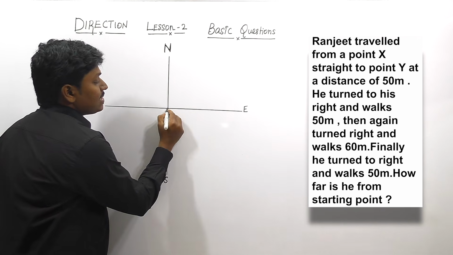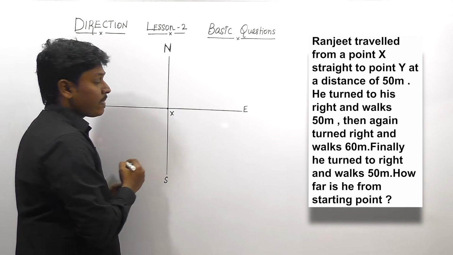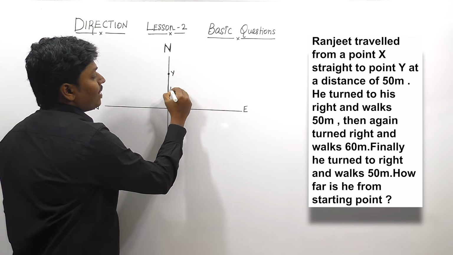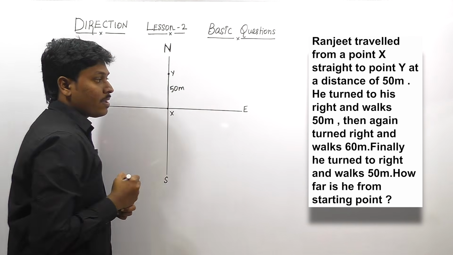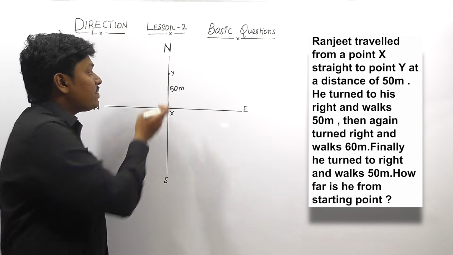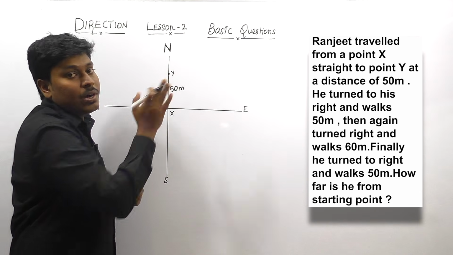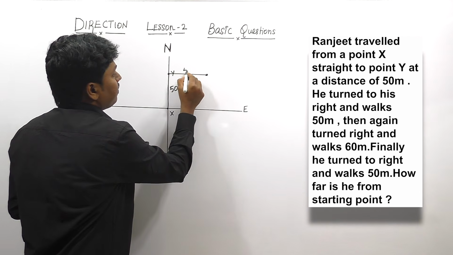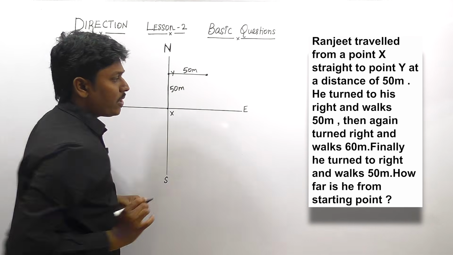So friends, I can surely say that this will be the starting point X, and from here he is going straight and reaches point Y. So this will be 50 meters. Okay friends, he turned to his right and walked 50 meters. So from this point the person is turning right and walking 50 meters. So this is also 50. So both the lengths should be the same. So finally he will be at this point.